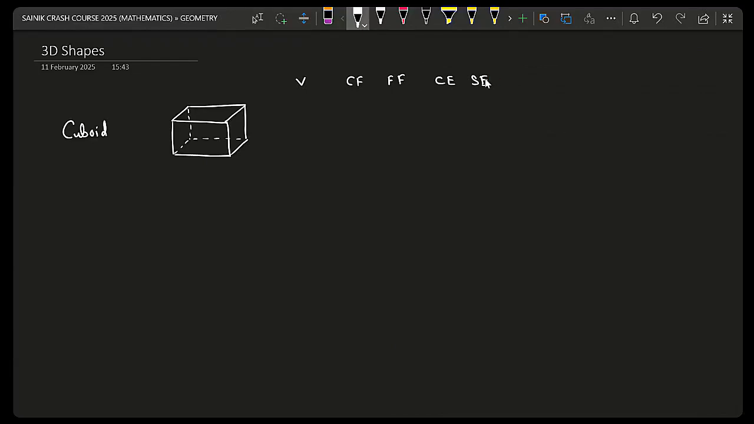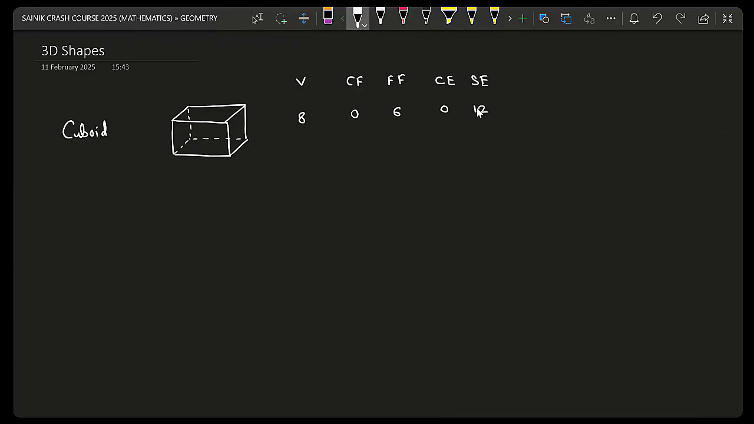So for the cuboid, these corners are called the vertices. This is a solid shape or 3D shape. How many vertices are there for the cuboid? The number of vertices of the cuboid is 8. How many curved faces are there? There are no curved faces, we can write 0. Flat faces, there are 6. Curved edges, there are none, 0. But straight edges, there will be 12 in number.